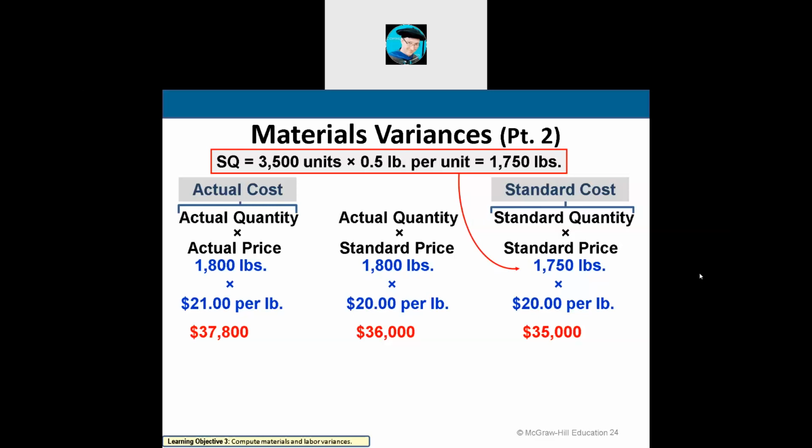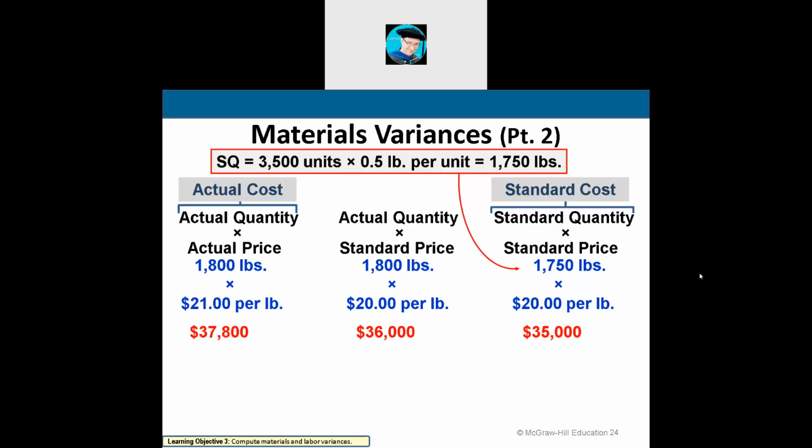But now, things change. I purchased 1,800 pounds instead. Why? Because, I don't know, I needed some left over, just in case something went wrong. I need an extra 50 pounds. So, I bought 1,800 pounds. That's my actual quantity. And I managed to pay $21 a pound. Okay, the price went up. What can you do? Price of aluminum went up by $1 per pound. So I bought 1,800 pounds at $21 per pound. Gives me an actual cost of $37,800.